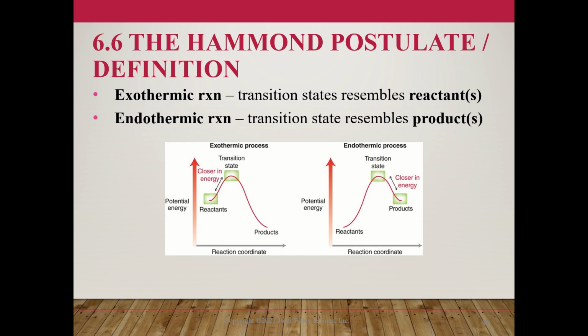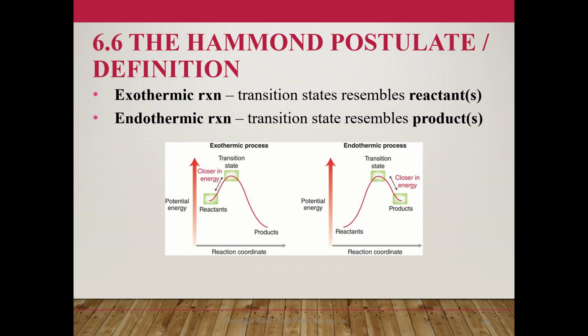The reason is because for exothermic reactions, you are overall releasing energy by the end of your reaction. So reactants are in a higher energy state than products, and you need to gain energy no matter what to get to a transition state. So that gain in energy is still closer to the position in energy that the reactants were at, and is very different than where the products are at.